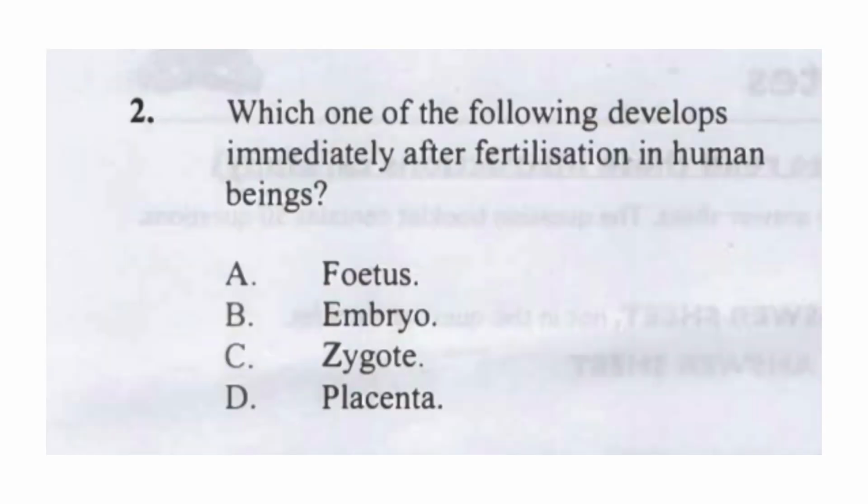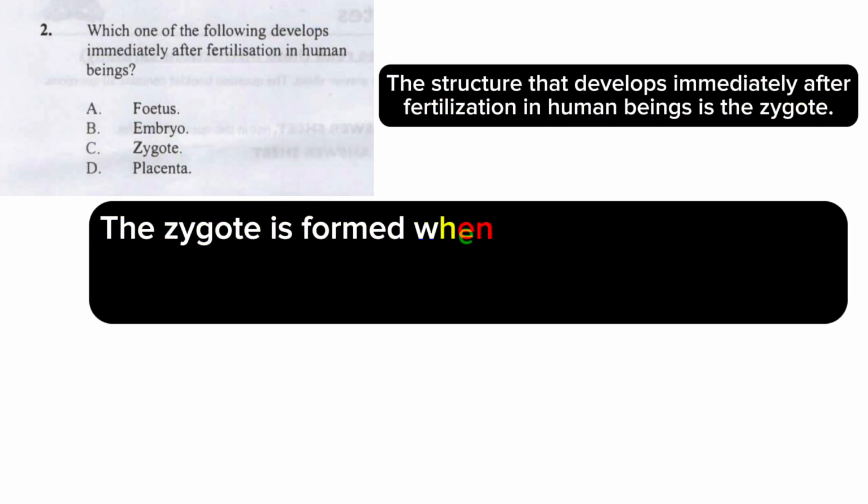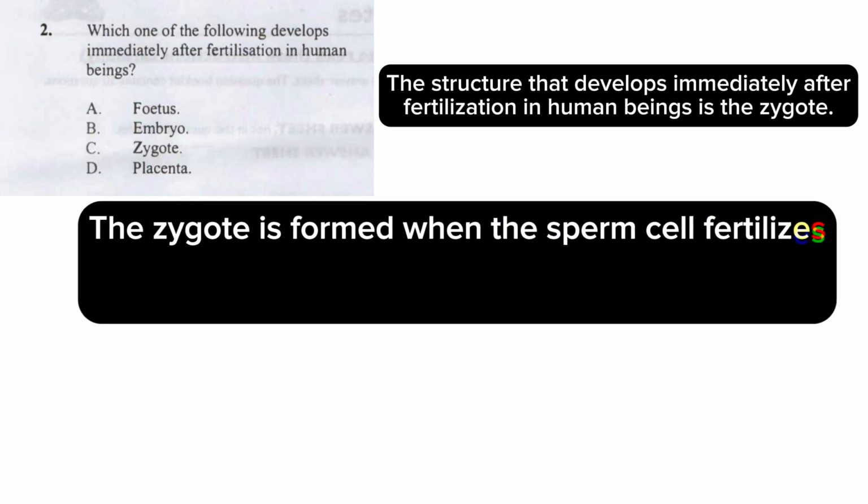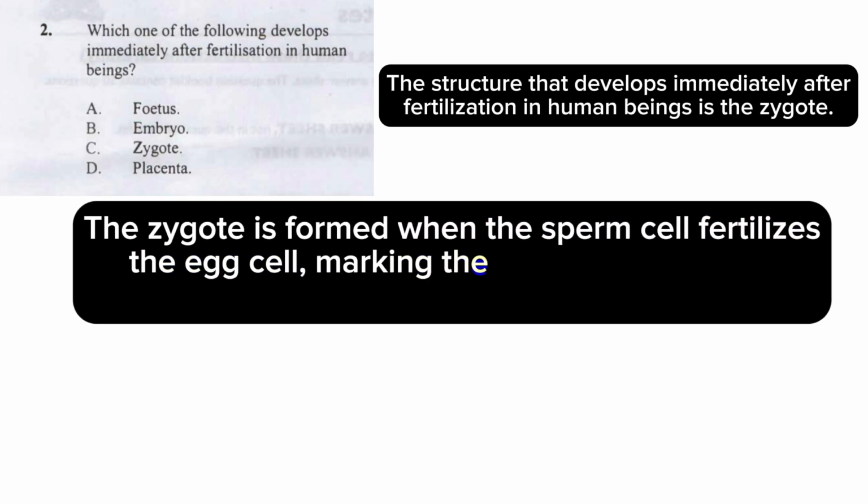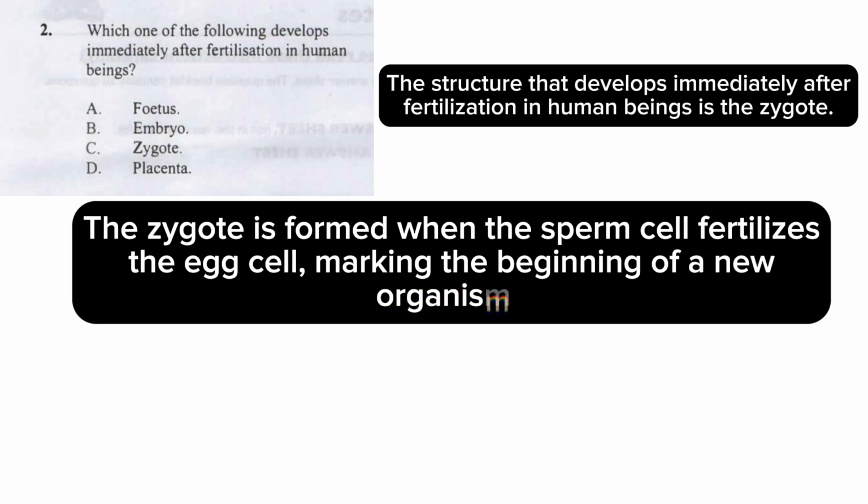Which one of the following develops immediately after fertilization in human beings? A, fetus, B, embryo, C, zygote, and D, placenta. So the structure that develops immediately after fertilization in human beings is a zygote. The zygote is formed when the sperm cell fertilizes the egg cell, marking the beginning of a new organism.